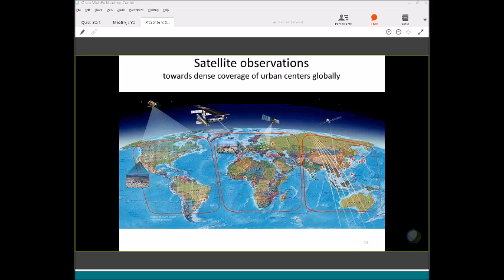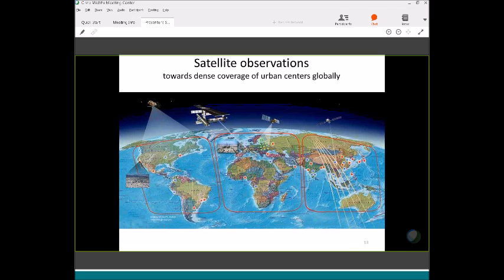So OCO is designed to look at carbon dioxide around the world. But every once in a while, it flies over a city. And when it does, we can do what's called target mode. We can tell it to just basically rock back and forth as it goes over the city. So over the course of a few minutes, we get 10,000 or so measurements. And you can actually map out the CO2 concentrations over the city during that pass.